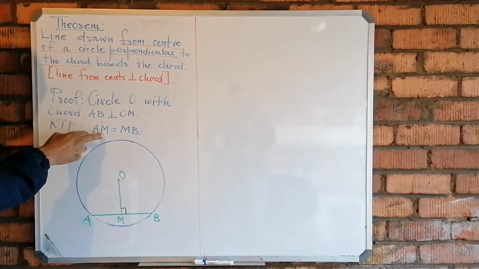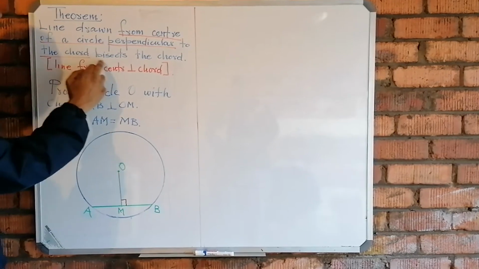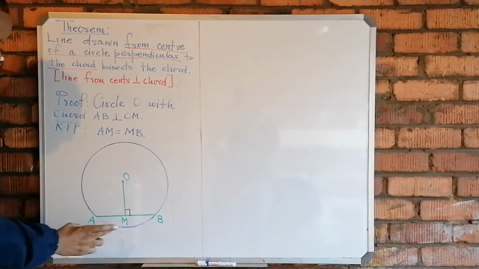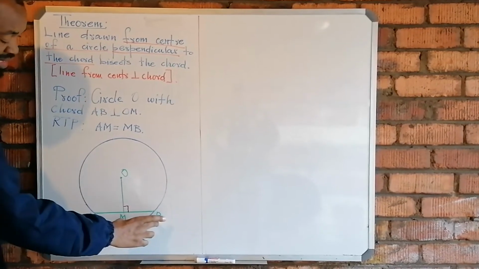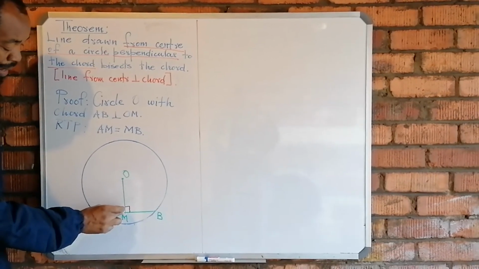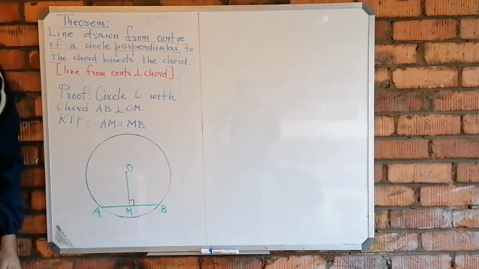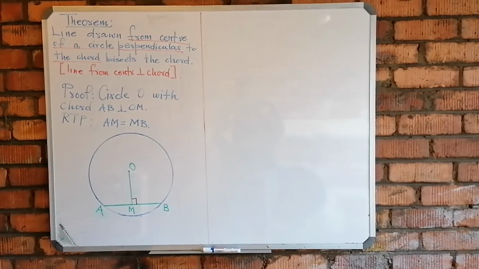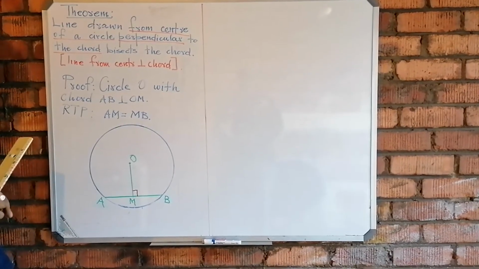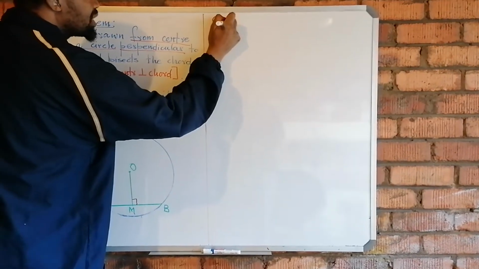What you need to prove now is that this line bisects the chord. Meaning that you must prove that AM is equal to MB. That would mean that point M divides AB equally. What is it that you are required to do? Whenever you prove theorems, mostly you need to start by construction.